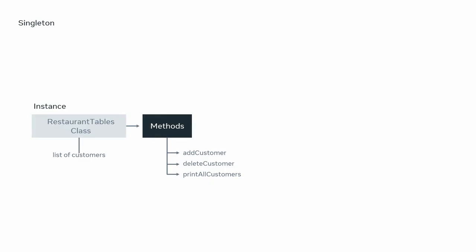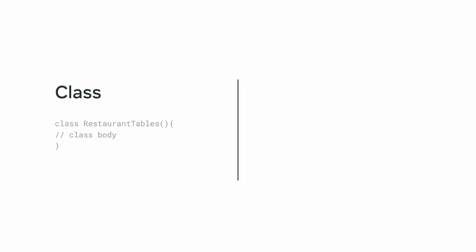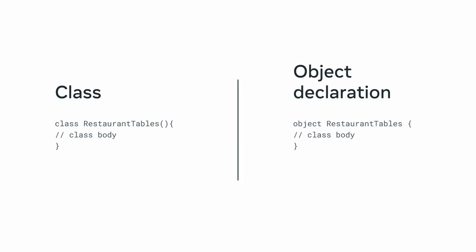That can be done by making some modifications to the restaurant table class. Instead of using the class keyword, use the object keyword and remove the parentheses. The object, or the singleton in this instance, cannot be instantiated. Multiple objects of the singleton cannot be instantiated. With an object specifically, we access the functions directly without having an instance.